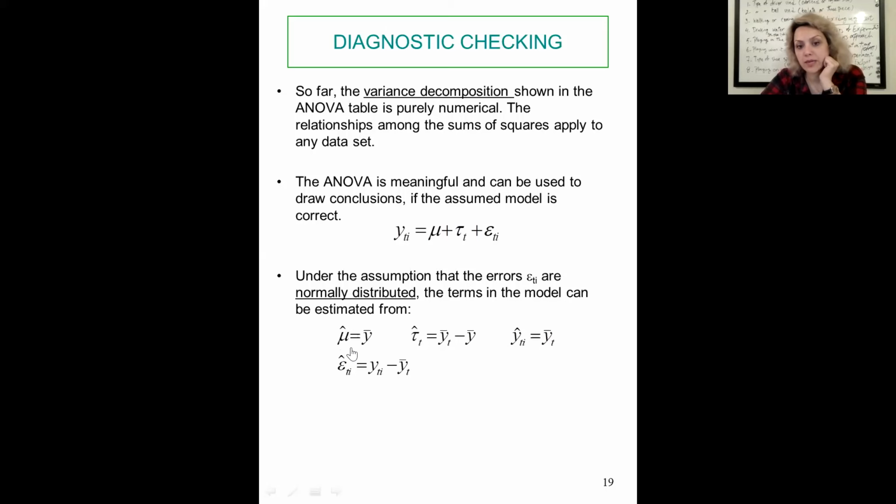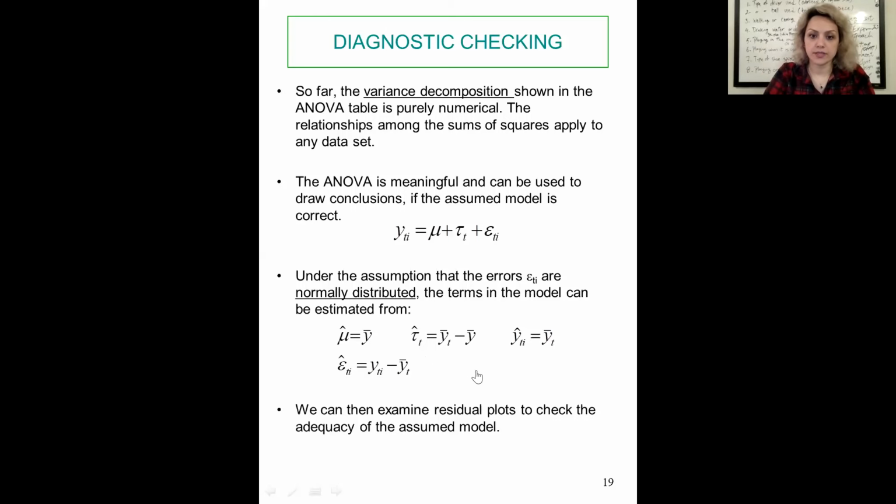estimated from, like we would say, mu estimate is equal to y bar. For tau_t, I said that it's mu of that treatment minus mu, but we are talking about the sample, so it's going to be y bar of t, for example. Mu is when we are talking about the whole population. So tau estimate is y bar t minus y bar, the estimate of y_ti is going to be y bar t, and epsilon is going to be the amount for the residual.